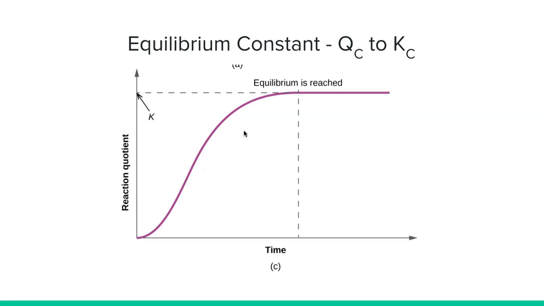Now at a certain point, by the very definition of equilibrium and reversibility, we are going to reach a point where the forward and the backward reactions are equal to one another. And when that happens, there is no longer a change in concentration. And if there's no longer any change in concentration, then the reaction quotient becomes stable or constant, and therefore the reaction quotient is no longer QC, but it becomes KC, a constant which we are establishing.